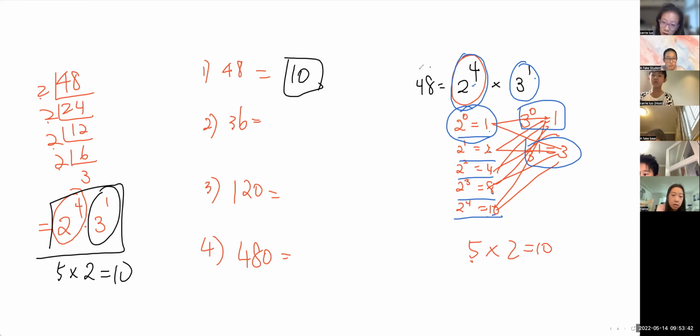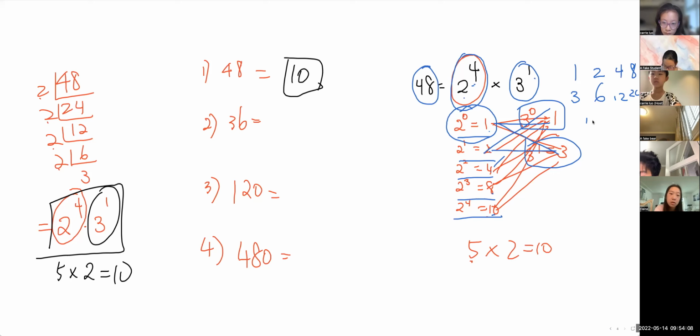But the thing is, 48 is not only made up from 2 to the power 4, it's made up from 2 and 3 together. So you need to combine these two base factors together. So 1 times 1 equals 1, 1 times 3 equals 3, 2 times 1 equals 2, 2 times 3 equals 6, 4 times 1 equals 4, 4 times 3 equals 12, 8 times 1 equals 8, 8 times 3 equals 24, and 16 times 1 equals 16, and 16 times 3 equals 48. So that's why they are all together 1, 2, 3, 4, 5, 6, 7, 8, 9, 10.